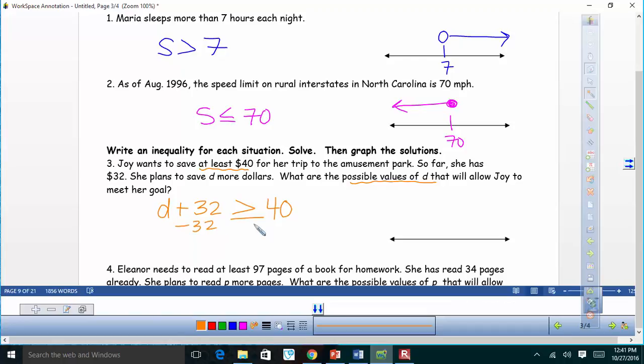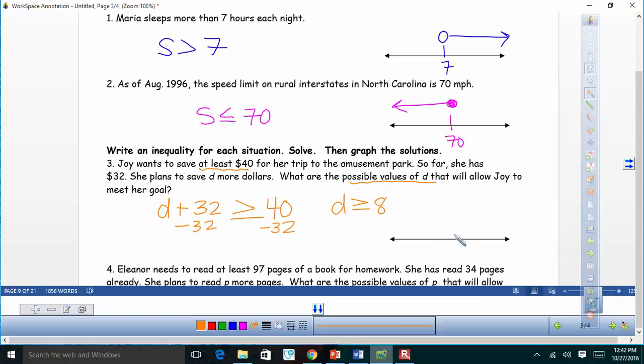Subtracting 32. So that would give me D could be greater than or equal to $8. We didn't lose money. We're seeing how much more she needs to save. She needs to save at least 8, or she could save more if she wanted more than $40.